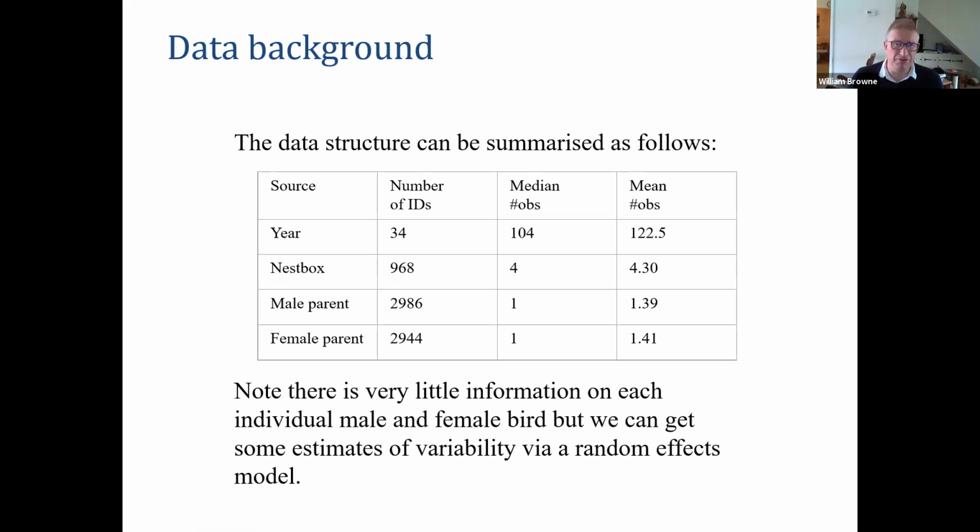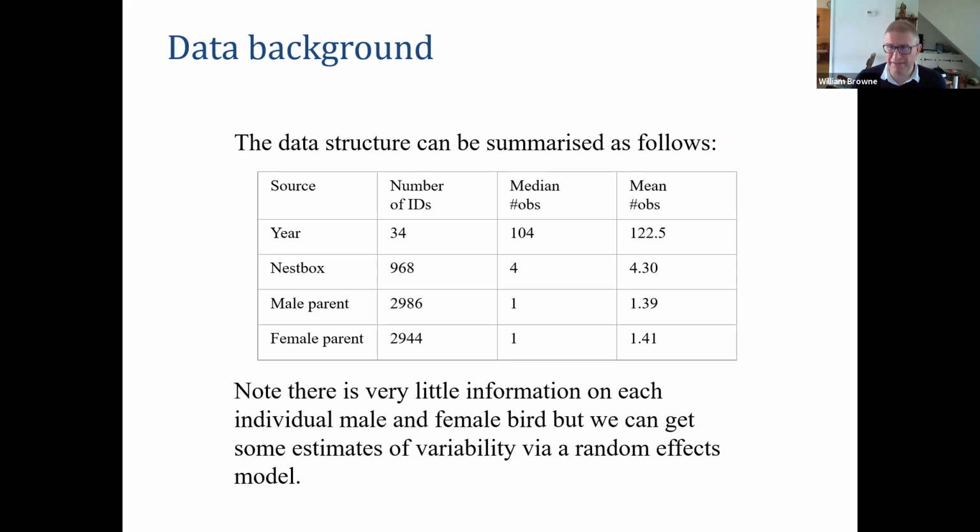And we've got quite a few measures for each year. They do vary from year to year. I think the data gets bigger as time goes on. But we have 34 years. On an average year, there's about 100 plus observations. The nest boxes, there were quite a few of them, about 1,000 for our 4,000 attempts. So we're only seeing on average about 4. And for the male and female birds, there are nearly 3,000 of each of these for our 4,000 nesting attempts.